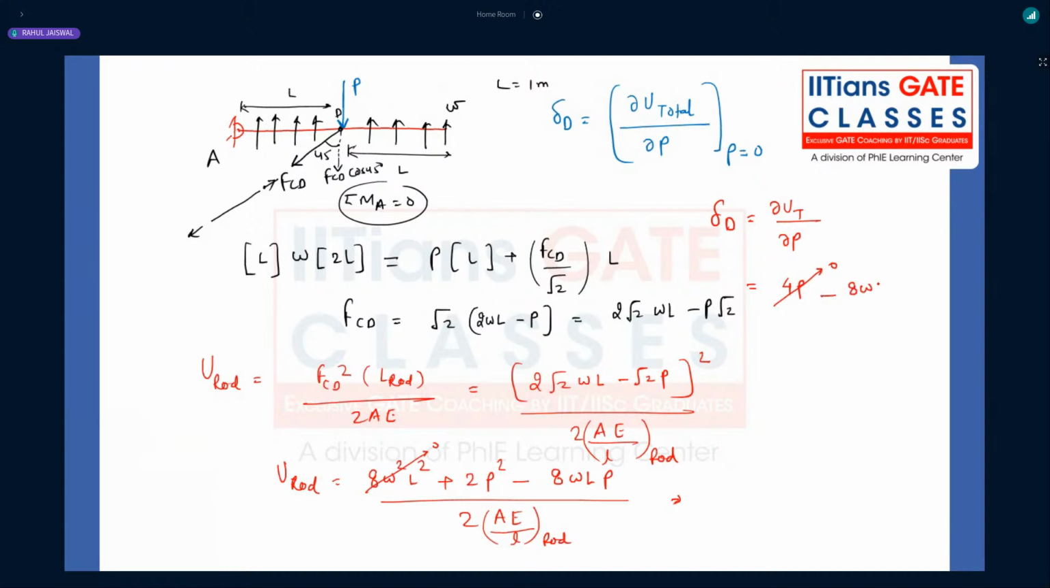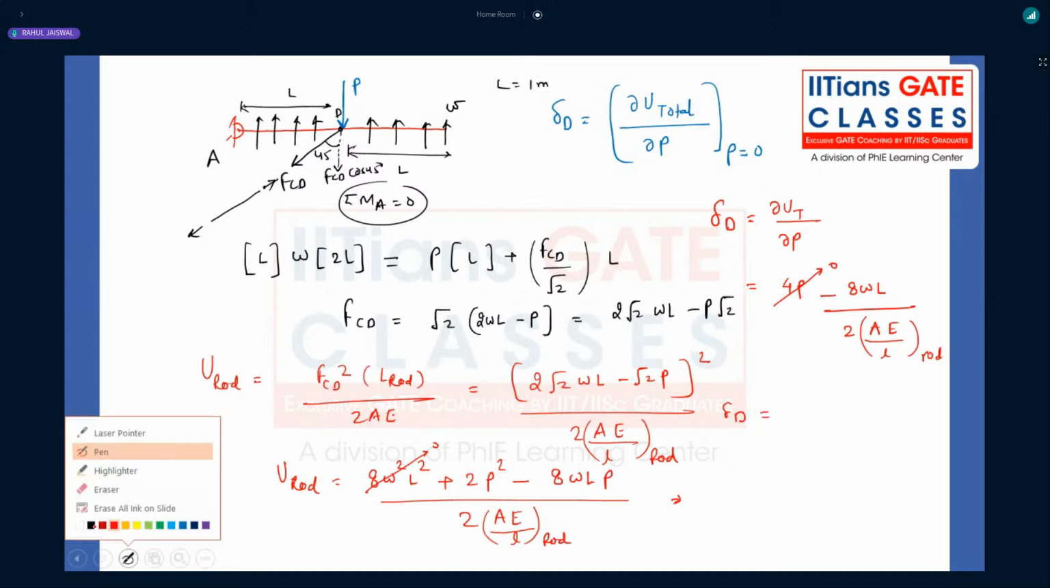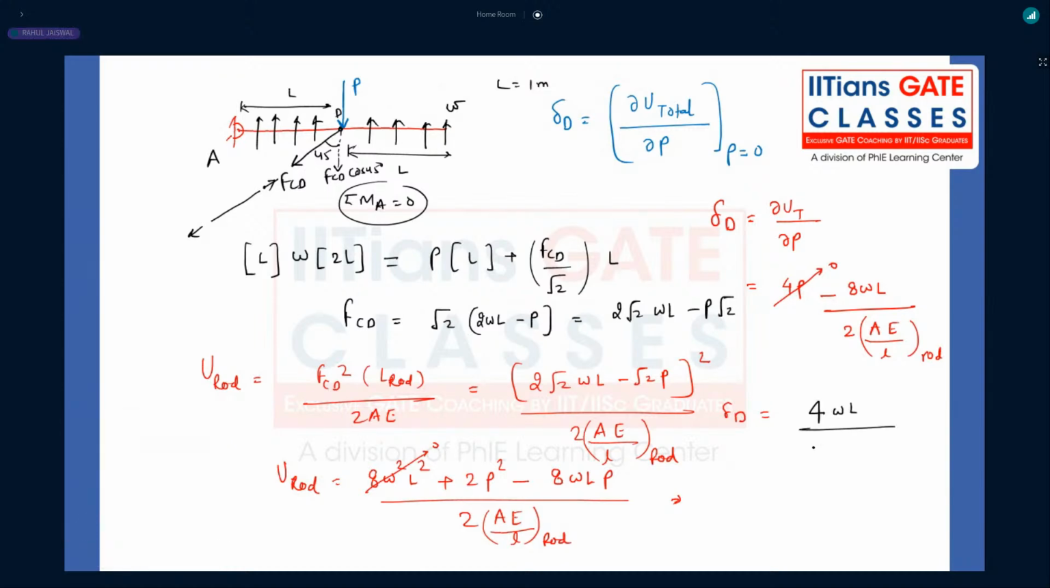Minus 8W into L, dou P by dou P, that will be 1 divided by 2A, that is the length of the, that is what? Axial stiffness of the rod. So that is the deflection at the point D, will be what? 4WL divided by A by L.